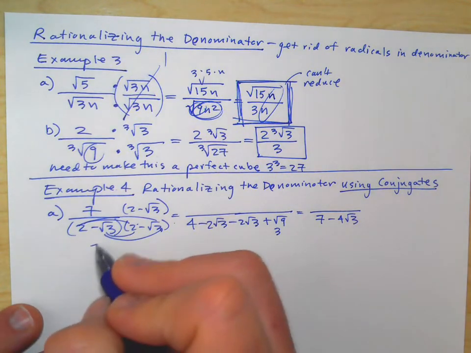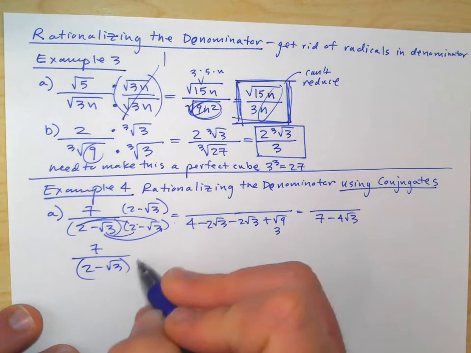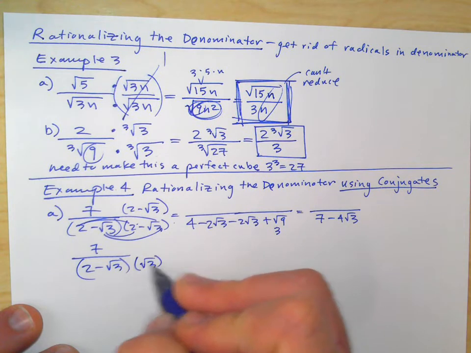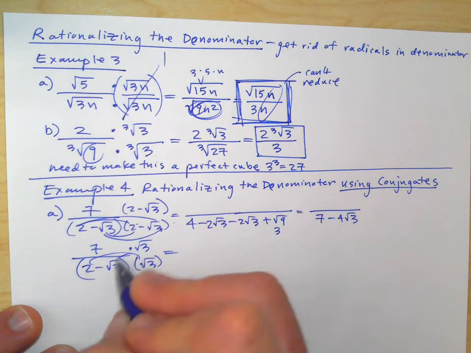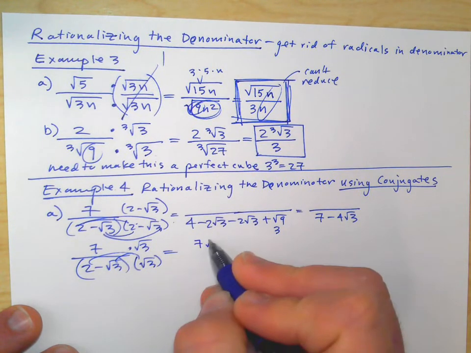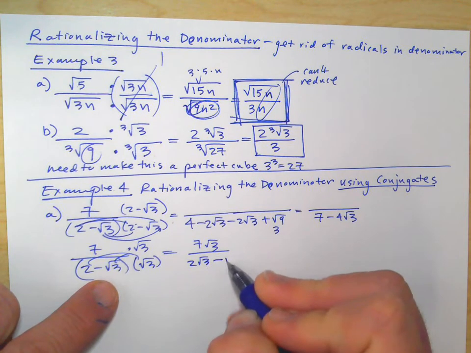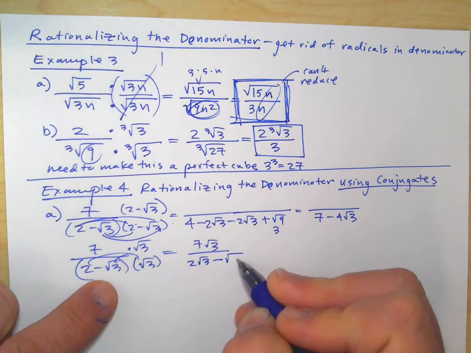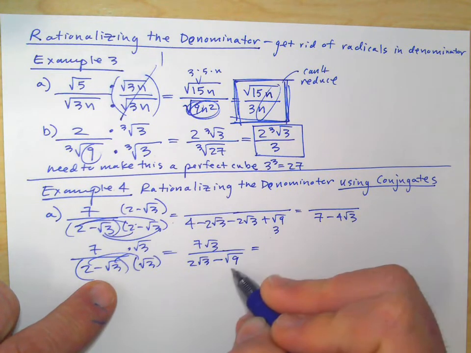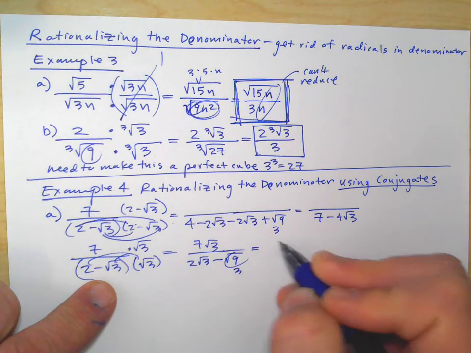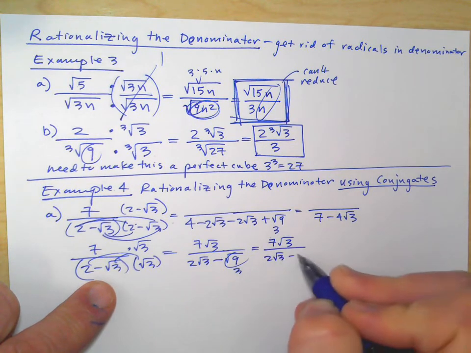Let me show you one other way you can mess it up. Some people might say, let's just multiply by the cube root of 3, or the square root of 3. If you did that, you have to distribute it, and you get 2 cube root 3 minus 2 square root 3 minus square root of 9, and that would give you 3. And you still didn't fix it.